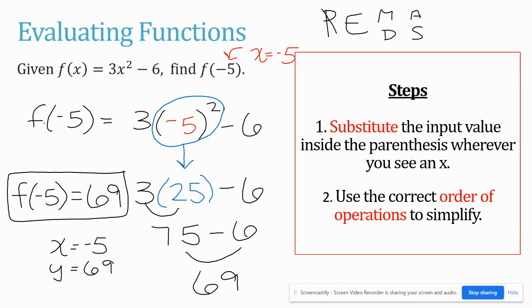Okay, so whenever you're substituting, please make sure you follow the correct order of operations. Exponents always come before multiplication.